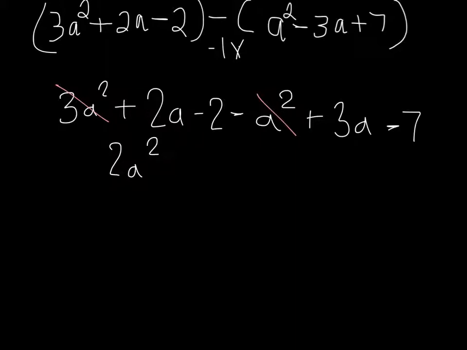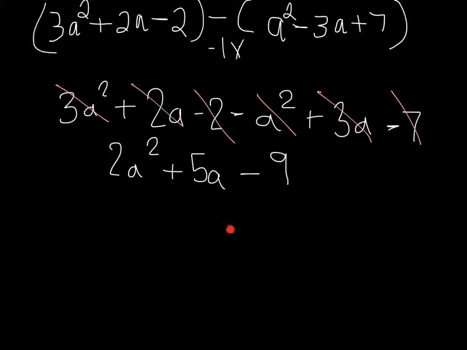Next, we can do 2a plus 3a. Simple. 5a. And then we can cross those two out using the same color. And now we can go back to the constants. Then we can do -2 minus 7. -2 minus 7 is -9. So then we can cross that out too. And there you have it. That's the first example's answer.